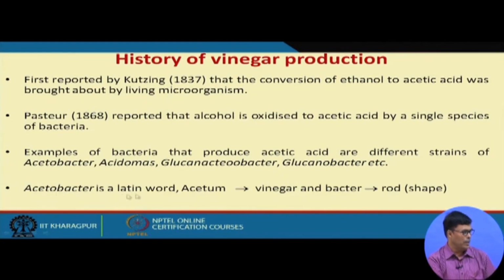Acetobacter is a Latin word. Acetum means vinegar, and bacter means rod shaped. Acetobacter aceti is used mostly for the vinegar fermentation process because it produces vinegar, that means it produces acetic acid. From the name, that is how they put the name. Acetum stands for vinegar and bacter stands for rod shape, because if you see the microorganism under the microscope, it will be rod shaped. That is why it is a rod shaped, vinegar producing microorganism, the Acetobacter.